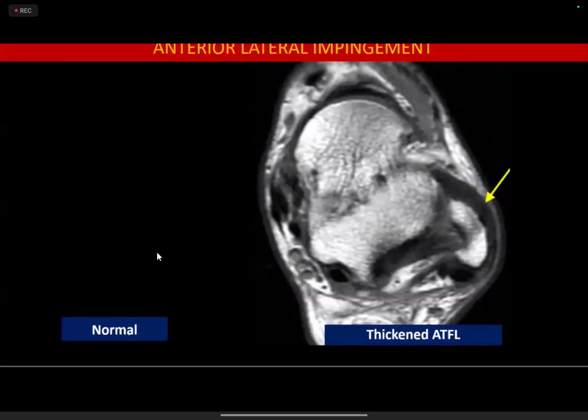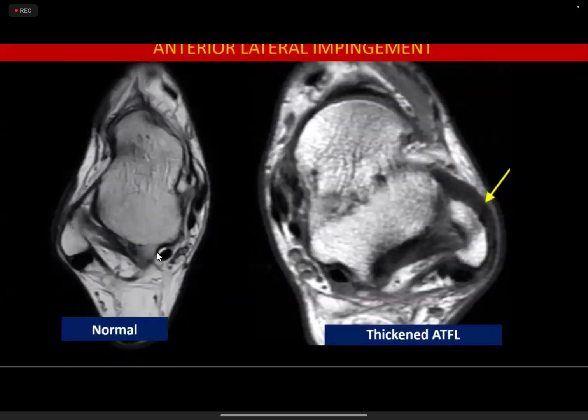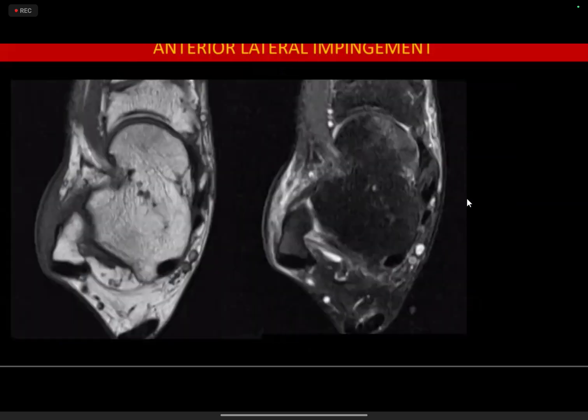So what we have seen here is a thickened ATFL, and I have a comparative image for you. What we are seeing is a chronically sprained anterior talofibular ligament here. And for your comparison, this is how a normal ATFL will look. Because of the thickened ATFL, there is obliteration of the anterior lateral recess, and there is associated synovitis, which is causing pain to the patient.